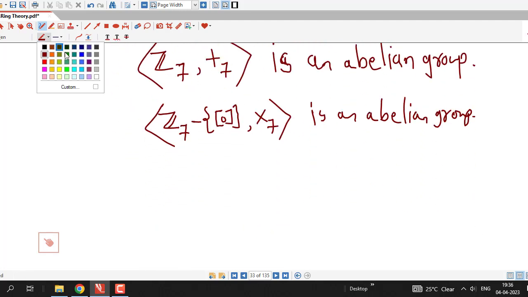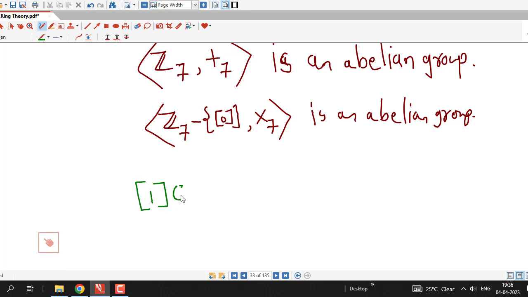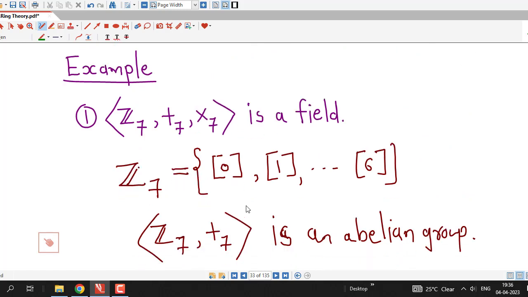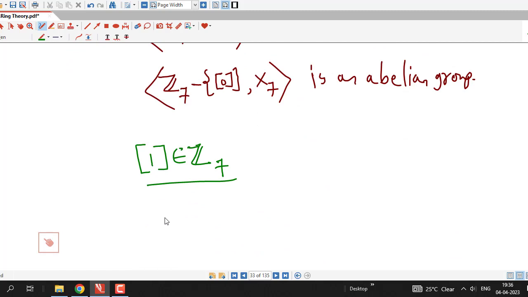So here the identity element, the equivalence class generated by 1, will serve as the identity element of Z7, and we can check that every element of Z7 has a multiplicative inverse. For example, if I am interested in the multiplicative inverse of the equivalence class generated by 2, then I have to find another equivalence class such that I obtain 1 here. So that I can find out by trial and error.